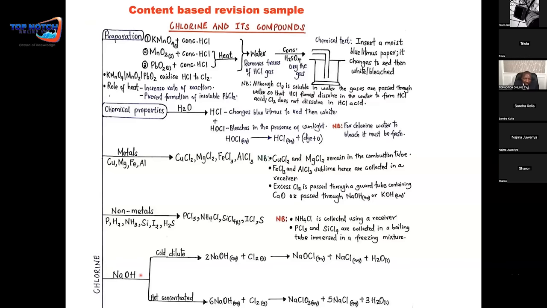You can be able to see with the cold dilute, you get sodium hydroxide plus chlorine, you get sodium chloride plus sodium hypochlorite plus water. With the hot concentrated, you get sodium chlorate plus sodium chloride plus water. So you can be able to see that's the methodology of revising.